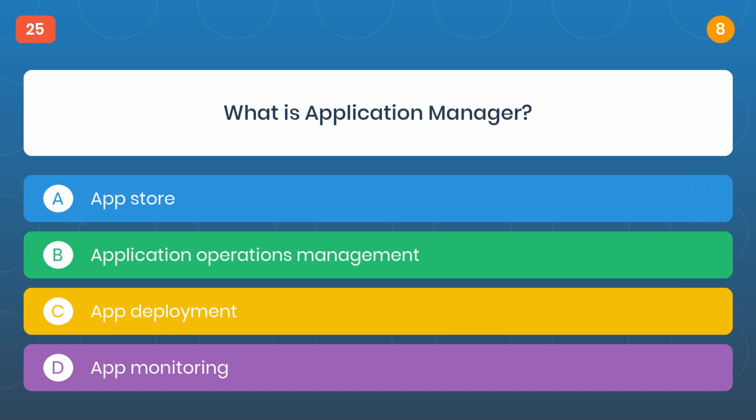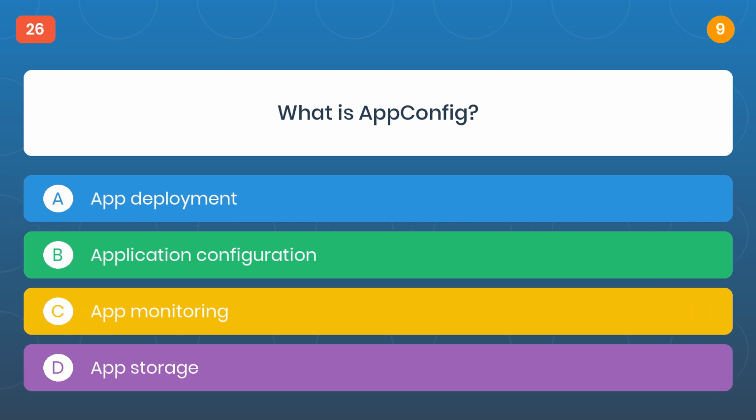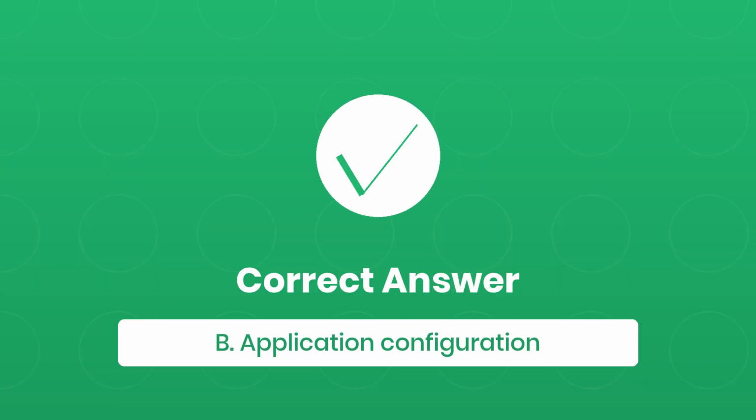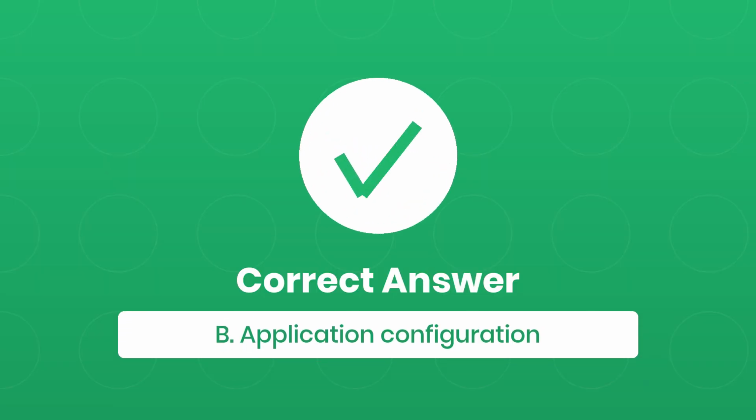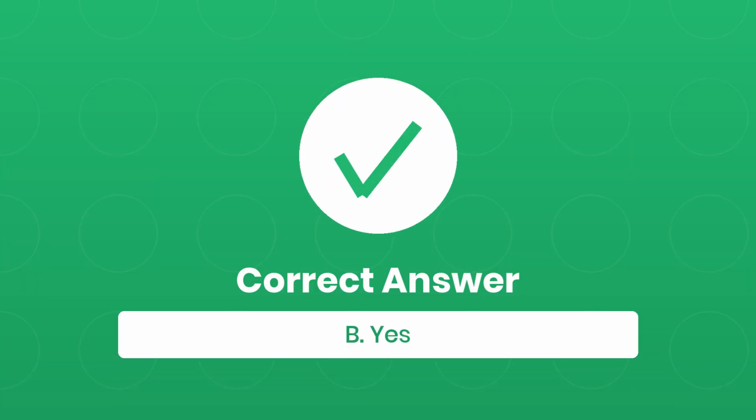Question 25. What is application manager? The correct answer is B, application operations management. Question 26. What is app config? The correct answer is B, application configuration. Question 27. Does SSM agent come pre-installed on Amazon Linux? The correct answer is B, yes.